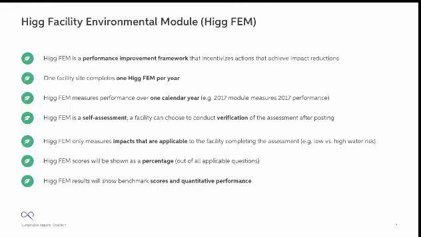The other big change is that the facility environmental module score is going to be shown as a percentage-based score. The reason for that is because we are now not asking all facilities all the same questions. We're only asking questions that are applicable to that specific facility. We need a way to create comparative scoring, and so percentage-based scores allow us to do that. So you're only scored on the questions that are applicable to your facility.